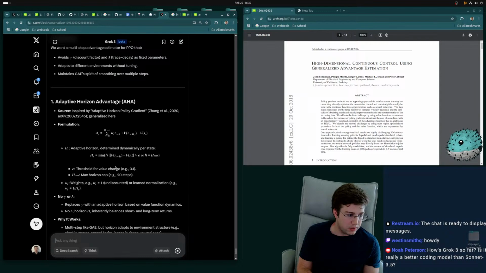That was Grok 3. I haven't tried it for coding yet. I wouldn't be surprised. I don't really use these models much for writing code. I use them for docs and for research and math more.